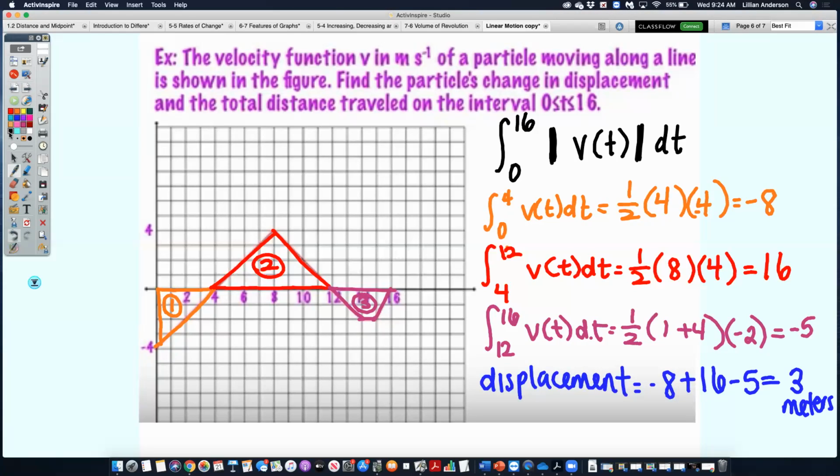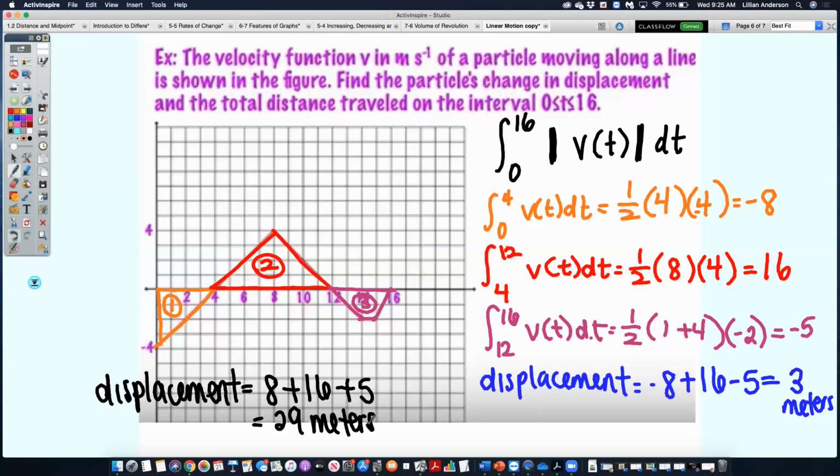Now, of course, that's different from its total distance traveled, okay? Because distance, we know, is the absolute value of velocity. And since we found the integral of the velocity function for each of these regions, then our total distance is nothing but the sum of the absolute values of each of those regions. So the absolute value is 8 for the first region, 16 for the second region, and 5 for that third region to get how far this particle traveled. 29 meters.